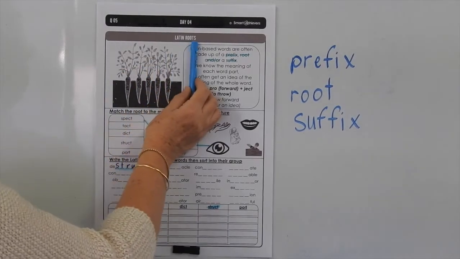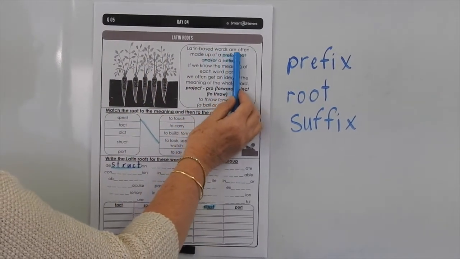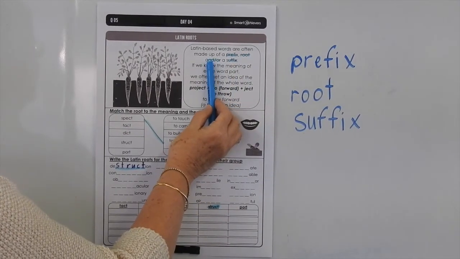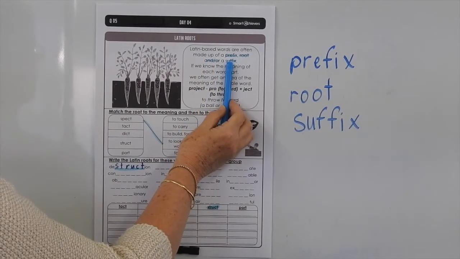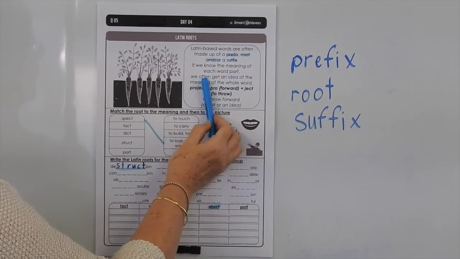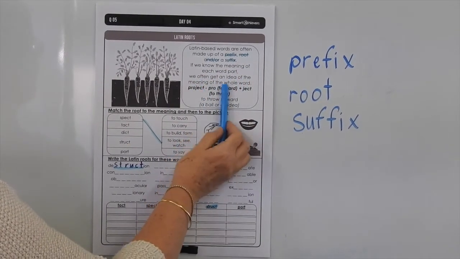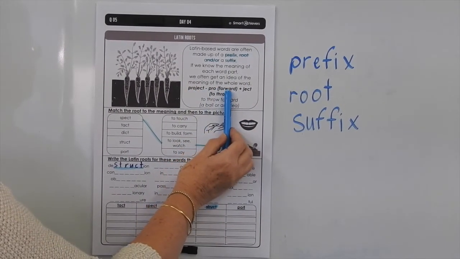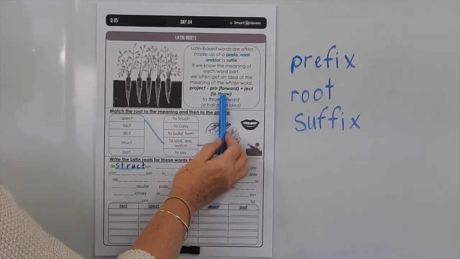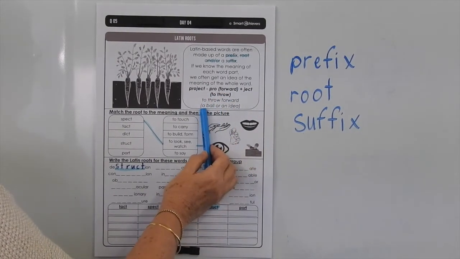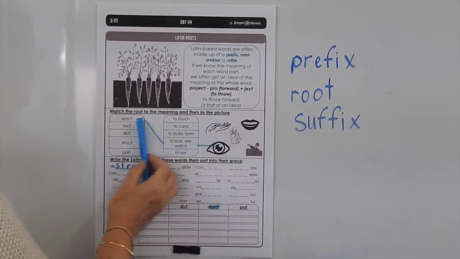Today we're looking at Latin roots. Latin-based words are often made up of a prefix, then the root, and then could have a suffix on the end as well. So if we know the meaning of each part of the word, we often get an idea of the meaning of the whole word. If you look at the word project, pro means forward and ject means to throw. So all in all that means to throw forward, a ball or an idea, okay?